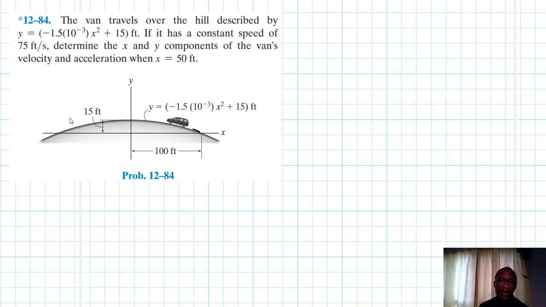Right, so we have a van that is traveling over the hill, and this hill is described by the function y is equal to negative 1.5 times 10 to the power negative 3 x squared plus 15. This is a parabolic function, a parabolic equation. We are told that the van has a constant speed of 75 feet per second, and we are being asked to determine the x and y components of the van's velocity and acceleration when x is equal to 50 feet.